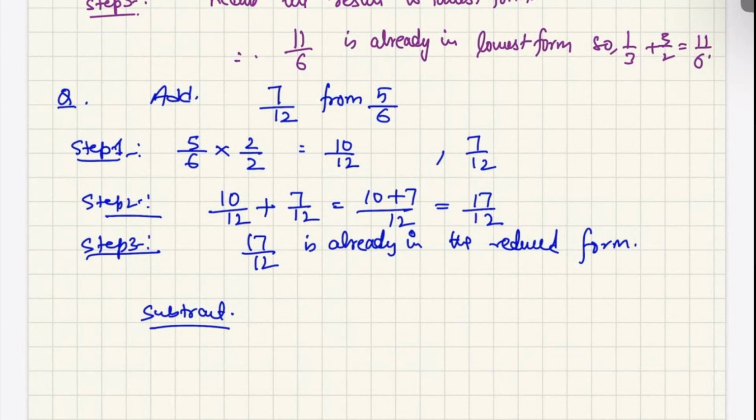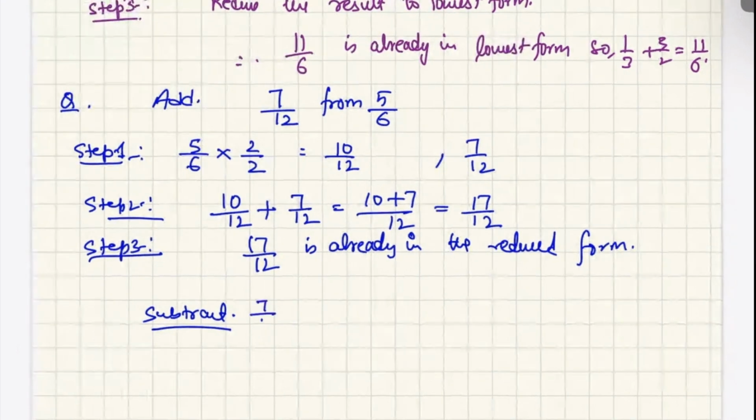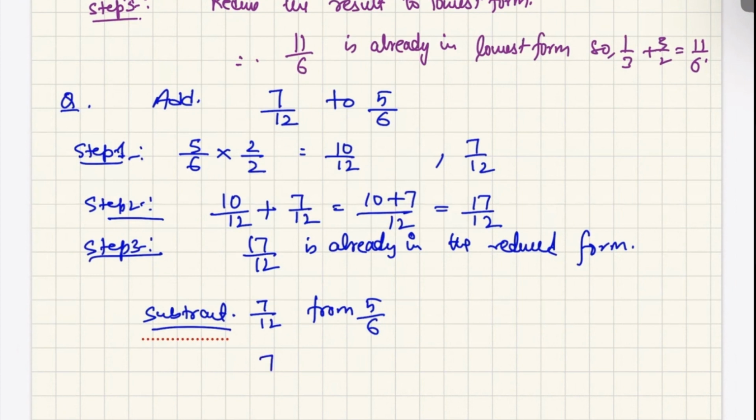The question is to subtract 7 by 12 from 5 by 6. Now you have to subtract. So before subtraction or addition, we need to bring them into the form of equivalent fractions. Now we already have 7 by 12. So the first fraction is 7 by 12 and the second fraction is 5 by 6.